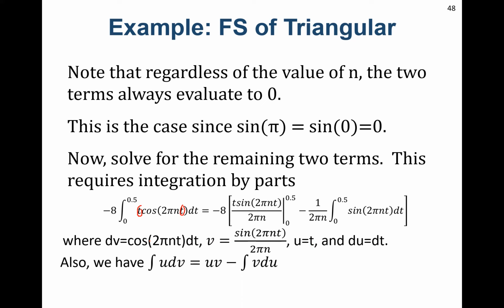So this is u dv. So I have my dv, my u. Now I just go ahead and do the expression. So v is the integral of this term. So sine 2 pi nt over 2 pi n. Again, using that chain rule. And the du is just the derivative of this. So du is equal to dt. That's a much easier way.